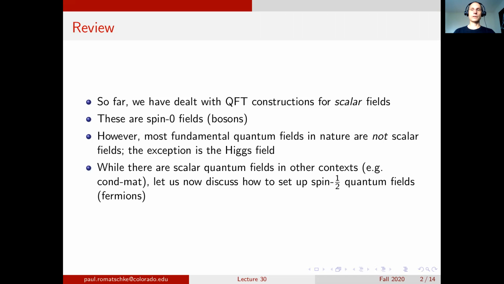There are many examples of scalar fields in other contexts, in particular in condensed matter applications. But in terms of fundamental fields that we have in nature, it is important to consider other properties of fields that are not scalar fields. In particular, it's important to set up fermionic fields, which are half-integer spin fields.